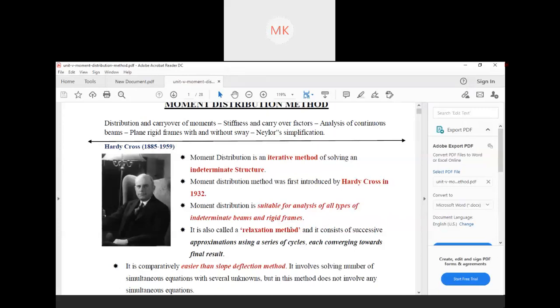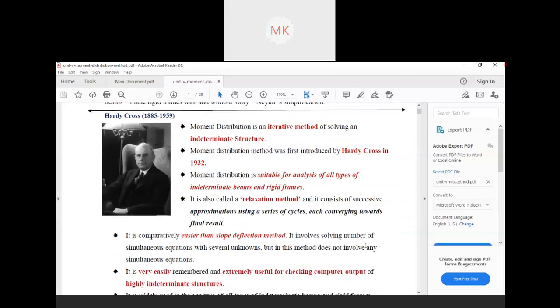Okay. It is also called a relaxation method, and it consists of successive approximation using a series of cycles converging towards the final result. It is comparably easier than the slope deflection method. This is another type of method. Slope deflection method, Kani's method, there are some other methods also. So it is comparably easier than the slope deflection method. It involves solving a number of simultaneous equations with several unknowns, but this method does not involve any simultaneous equation.